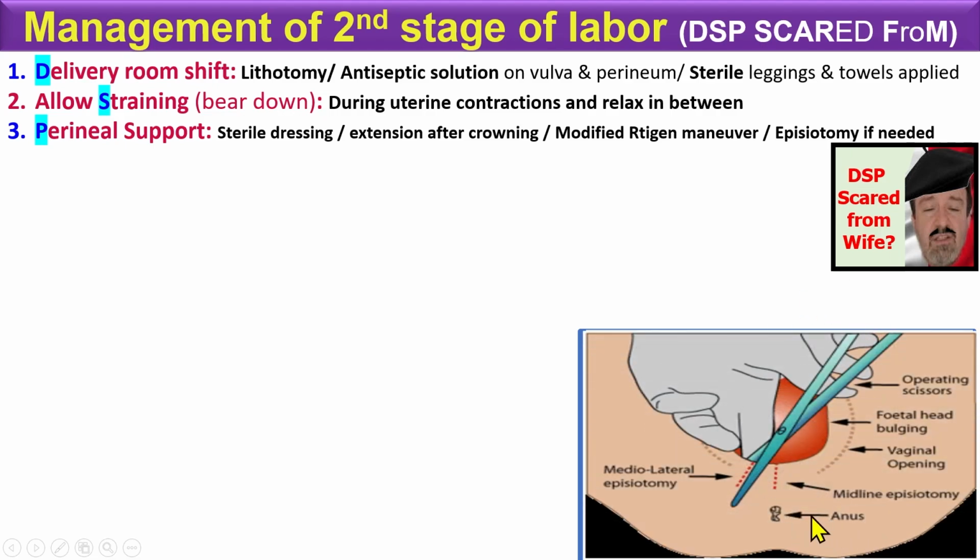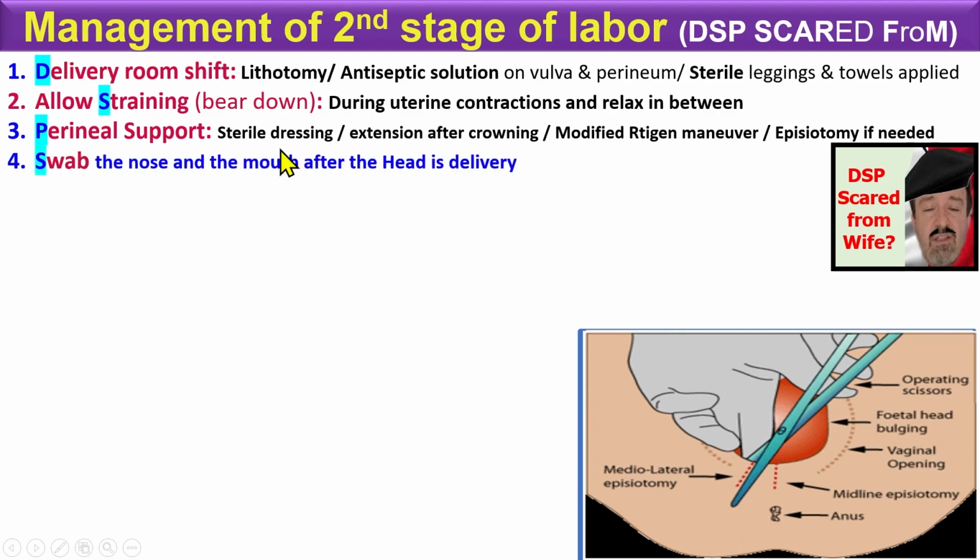Episiotomy if needed. There are two ways, either midline or mediolateral. So it also prevents perineal tear. Okay, but the midline has a risk: you may reach the anus and rupture the anal sphincter. So mediolateral is a better choice as compared to the midline.